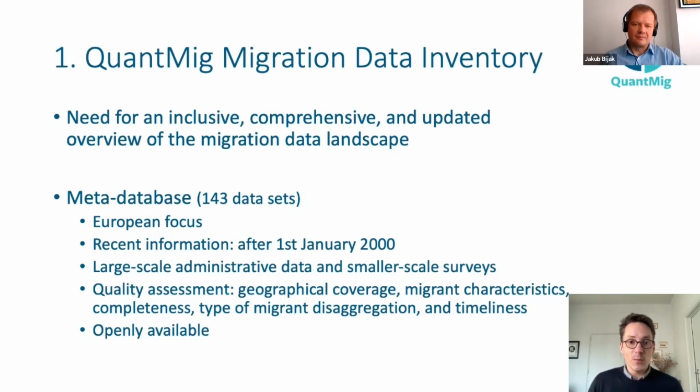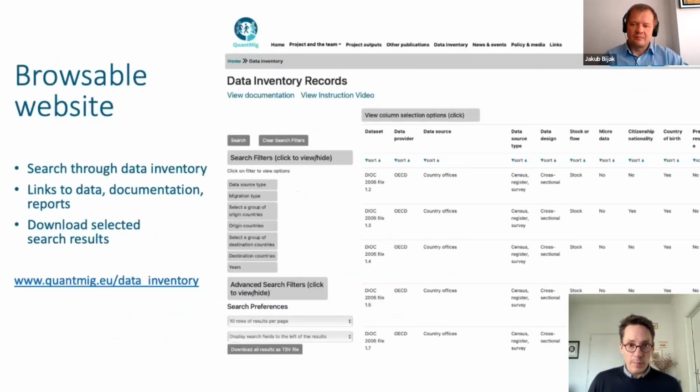It also contains a quality assessment of each dataset based on objective criteria, namely the geographical coverage, the presence of migrant characteristics, the completeness of the dataset, that is the amount of missing data, the disaggregation by type of migrants, and the time lag between the data collection and publication. This metadatabase is openly available in a user-friendly, browsable website.